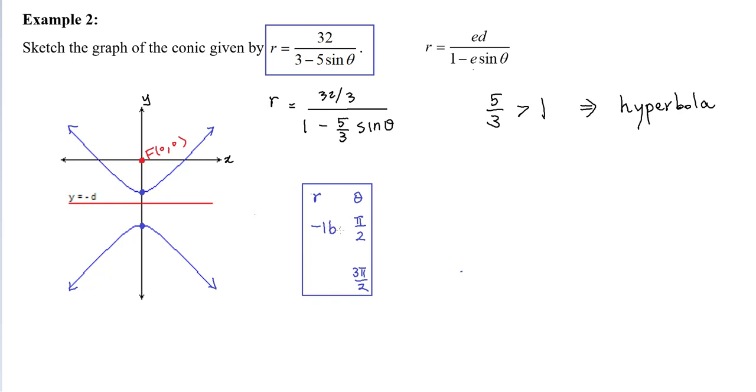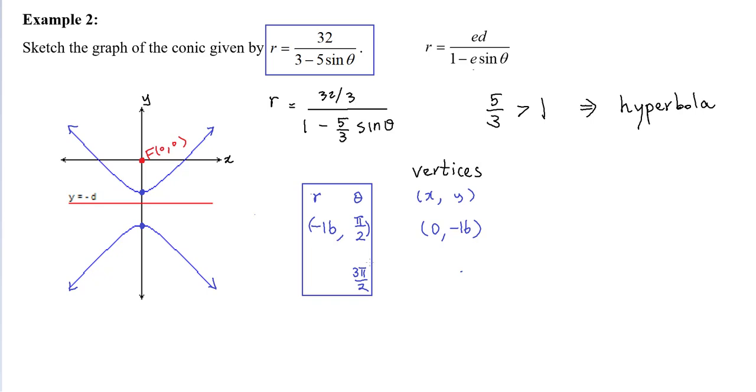Now this is the r theta coordinate. The angle is pi over 2, but r is negative, which means it's not on the positive y-axis, it's on the negative y-axis with the distance 16 from the pole. So you can imagine the xy coordinate must be simply 0, negative 16 as a vertex. So these are the vertices, the endpoints of the transverse axis of the hyperbola.